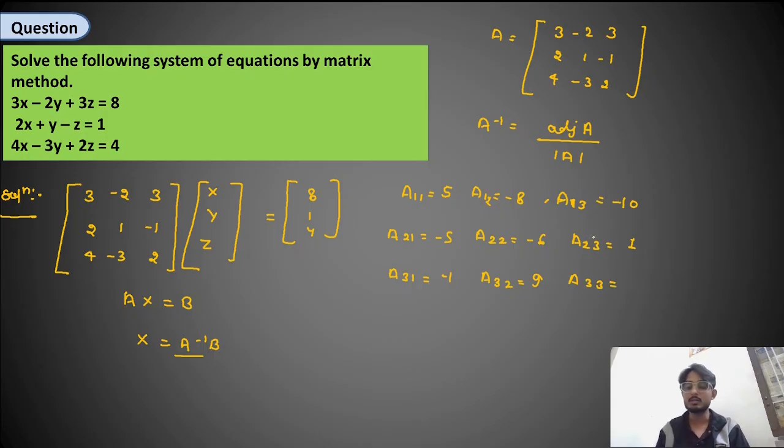eliminating the third row and third column. When you eliminate the third row and third column, you will get 3 minus 2, 2 and 1, 3 1 is 3 and 2 2 is 4, so you will get 7.